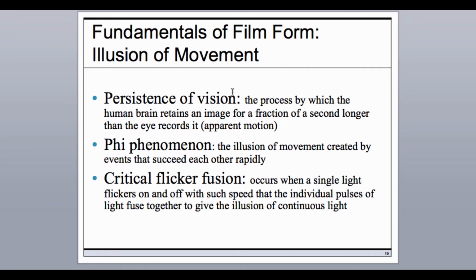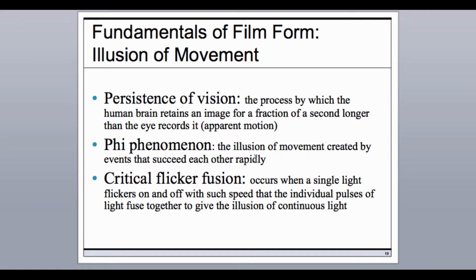So here are some key terms, and the one I want you to remember for sure is persistence of vision, because this is how the human brain retains the image for a fraction of a second longer than the eye records it and creates motion. So our mind will latch on to that image, and since it's in film, we'll create that motion by how they're presenting it. So it means that even though a movement may be stopped, our brain retains that image for just a fraction of a second longer and creates movement.